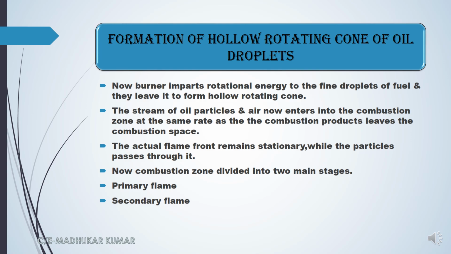That I want to stress upon, and I want you to understand that the flame front will remain stationary. Combustion products, that is flue gases, will be going out, and new fuel is coming, and the flame front will remain stationary. Okay. Now the combustion zone is divided into two main stages, primary flame and secondary flame, as we have seen in the diagram. So these are the two parts.